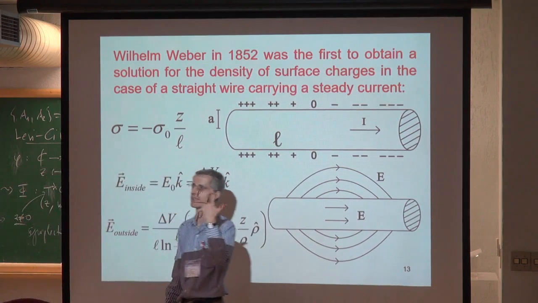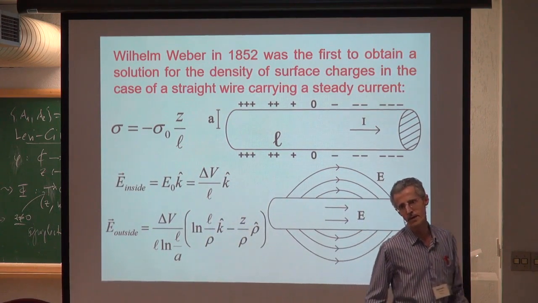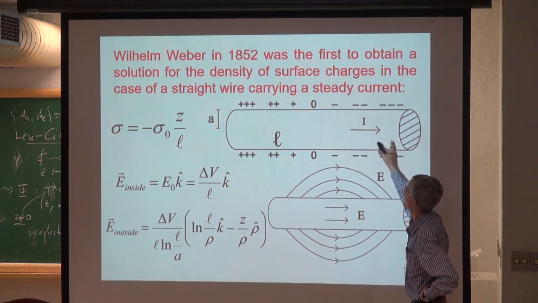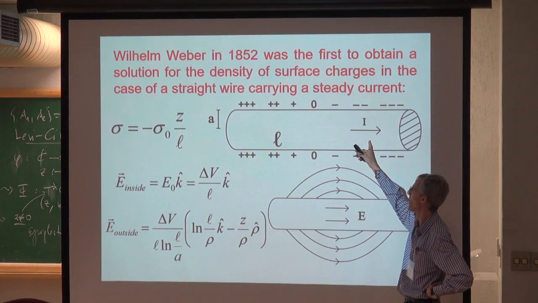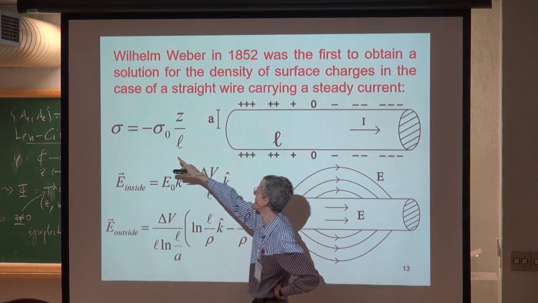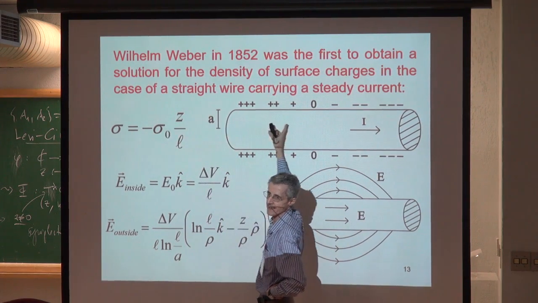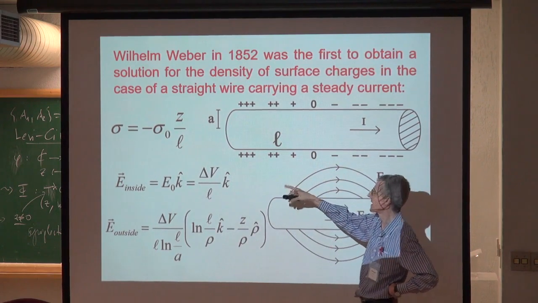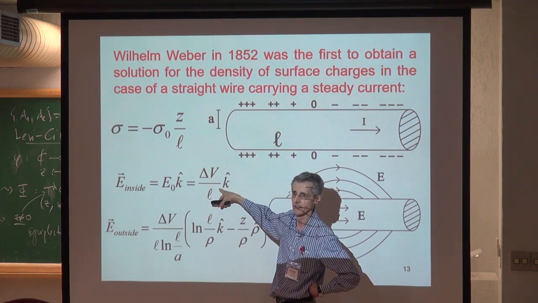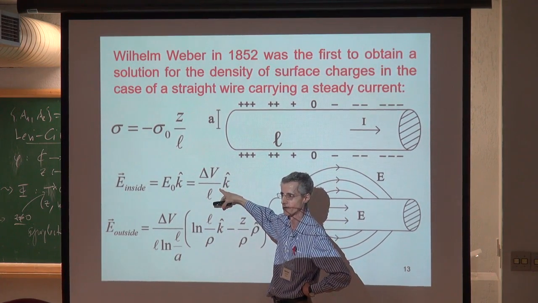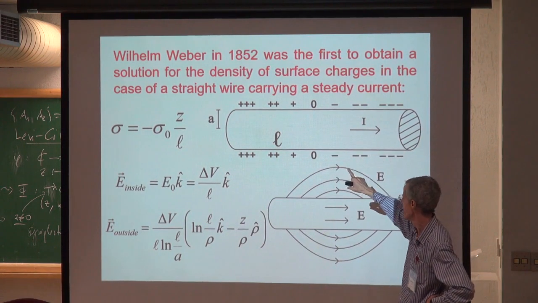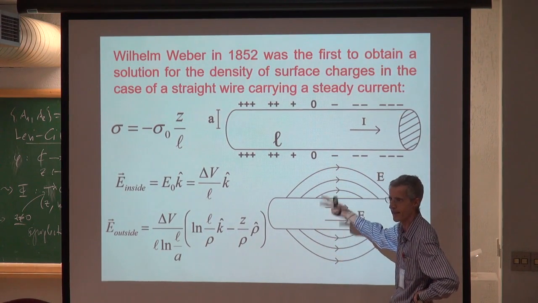The first one to make this calculation was Wilhelm Weber, 1852. So we have a straight wire carrying a steady current, a resistive one. So Weber guessed that the distribution of surface charge was linear with the distance. And he then calculated the electric field inside the wire, which is constant. So he did obtain the constant electric field due to a linear gradient of surface charges. He didn't calculate the external one, but that simple one.